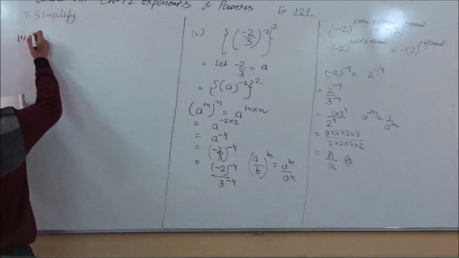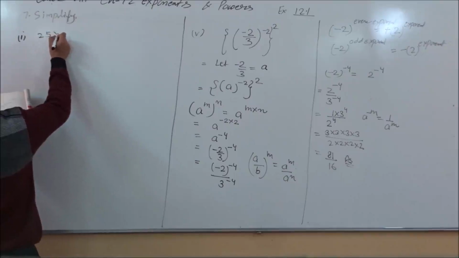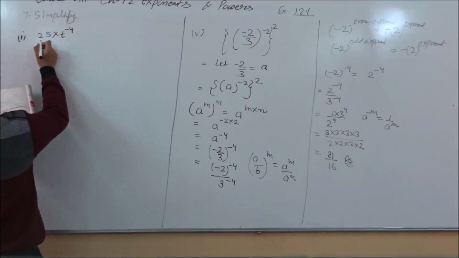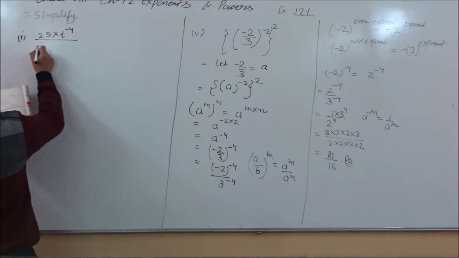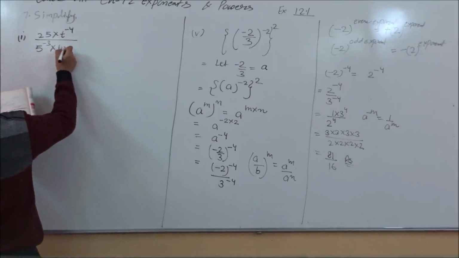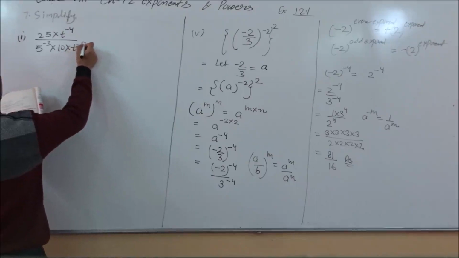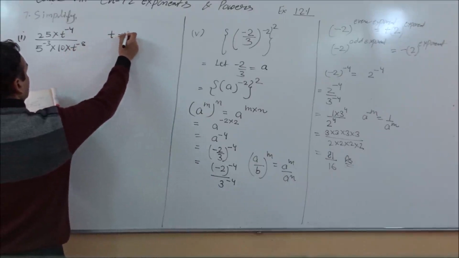Question number 1. 25 into t raised to minus 4 upon 5 raised to minus 3 into 10 into t raised to minus 8, and t not equal to 0.